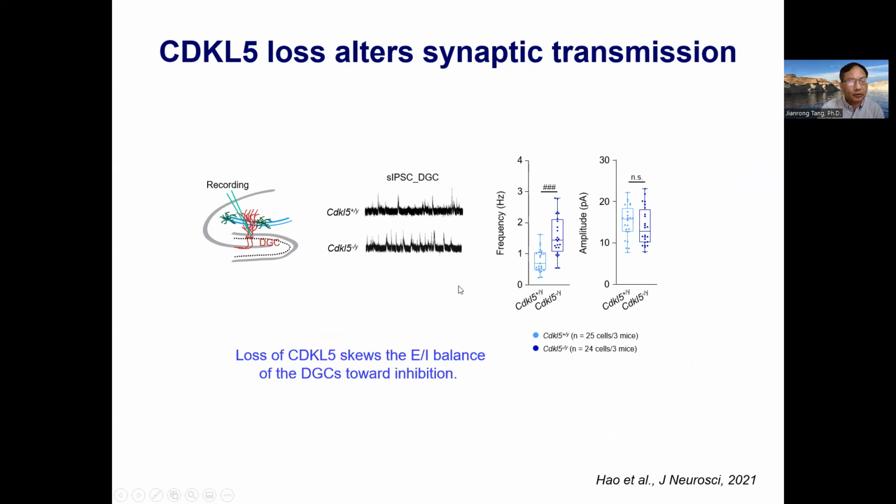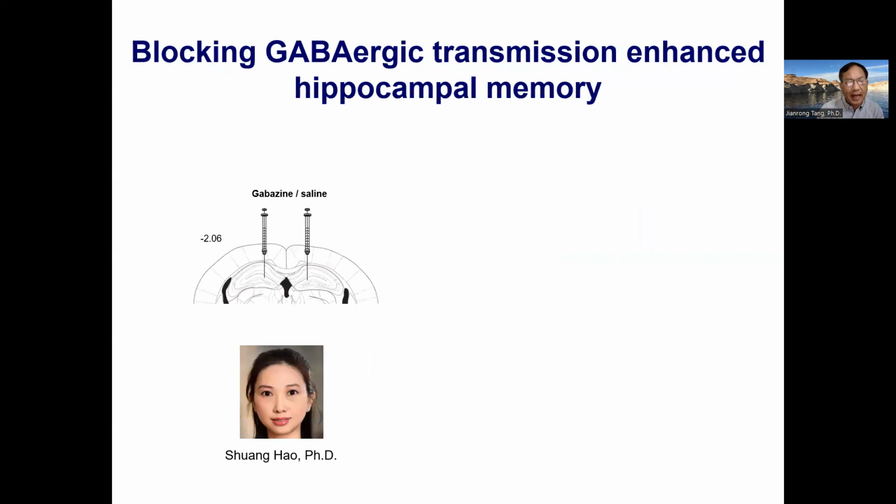So to this point, the data shows that the loss of CDKL5 skews the excitation inhibition balance of the dentate granule cells towards the inhibition. In other words, there is too much inhibition after CDKL5 loss. If that's the case, we block the inhibition by the GABAergic receptor antagonist gabazine directly injected to the dentate granule cells. Then we compare the memory.